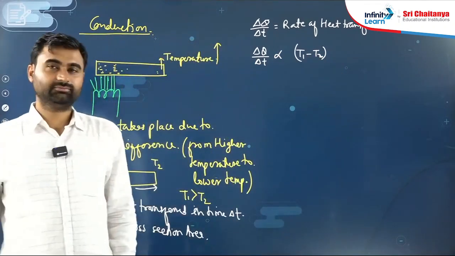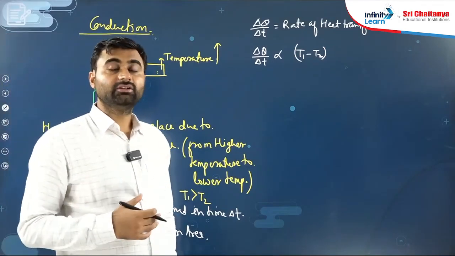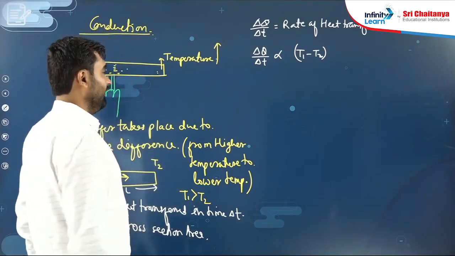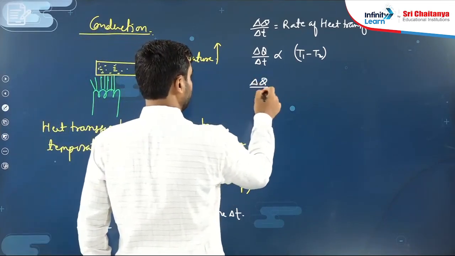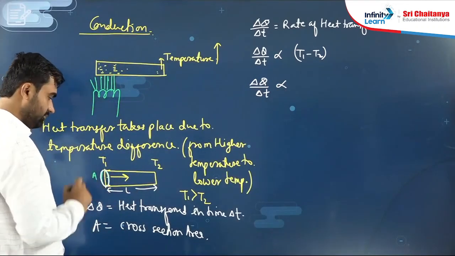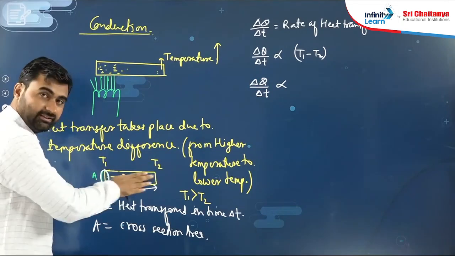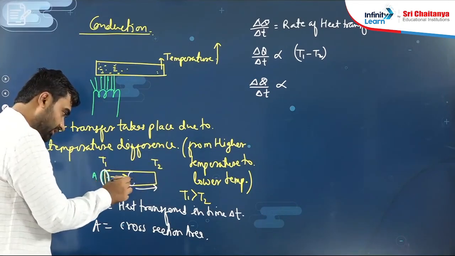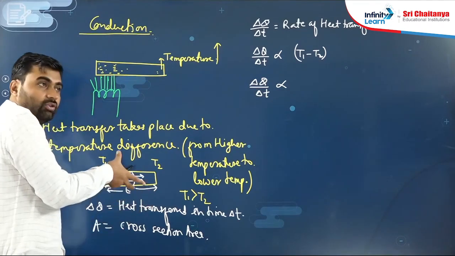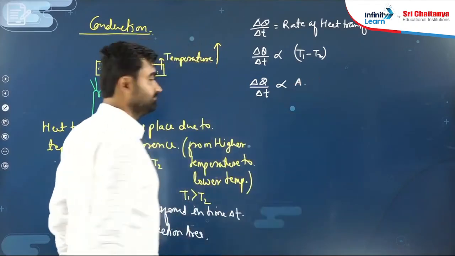You agree or not? If high temperature difference, then heat will transfer more in less time. Agree or not? Okay. At the same time, this heat transfer is proportional to this area. If area is more, more heat will transfer, because heat is transferring like this. So this area is required, na? Heat is crossing this area. If this area is more, then heat transfer also more. So it is proportional to A.